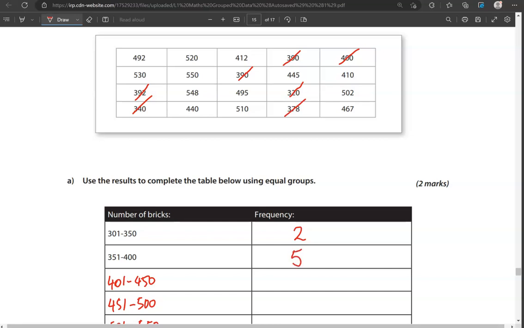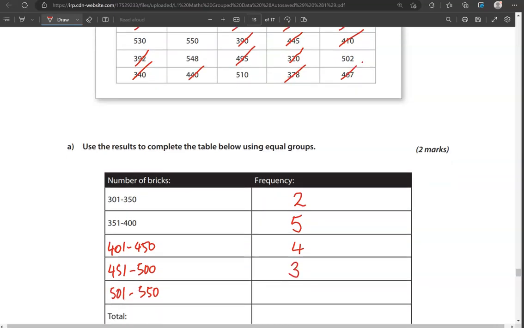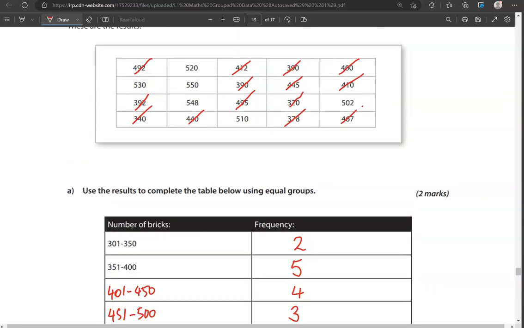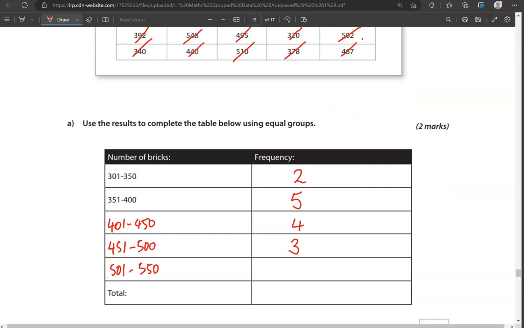401 to 450. That's 1, 2, 3, 4. 451 to 500. 1, 2, 3. 501 to 550. 1, 2, 3, 4, 5 of them. 6, because we have another one there.